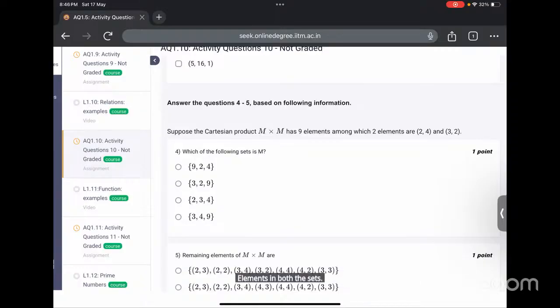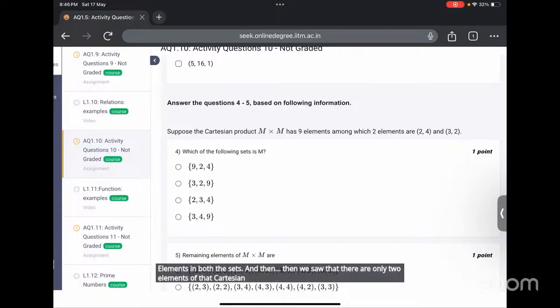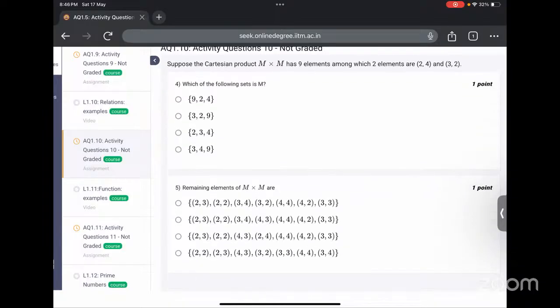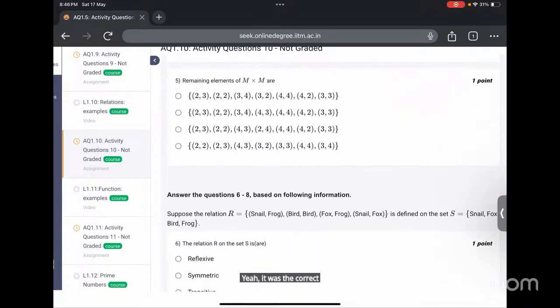Yes, correct. Then we saw that there are only 2 elements of that Cartesian product, which are 2, 4 and 3, 2. So out of these, 3 are unique elements: 3, 2 and 4. Correct. Very good. Yeah, it was the correct reason. Okay.